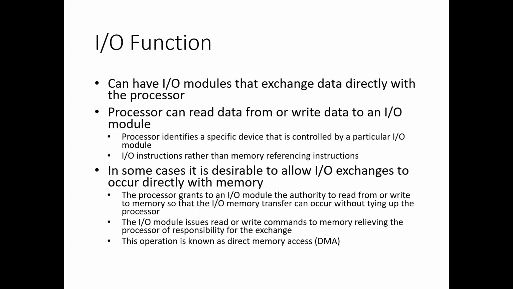In some cases, it's desirable to allow IO to occur directly with the memory. So those exchanges happen with the memory component. The processor grants an IO module the authority to read or write to memory so that the IO memory transfer can occur without tying up the processor. You don't have to send that memory to the processor. You can send it to the IO controller instead. The IO module will issue read or write commands to memory, and that relieves the processor of the responsibility of the exchange. This operation is known as direct memory access, and that's pretty important for IO.